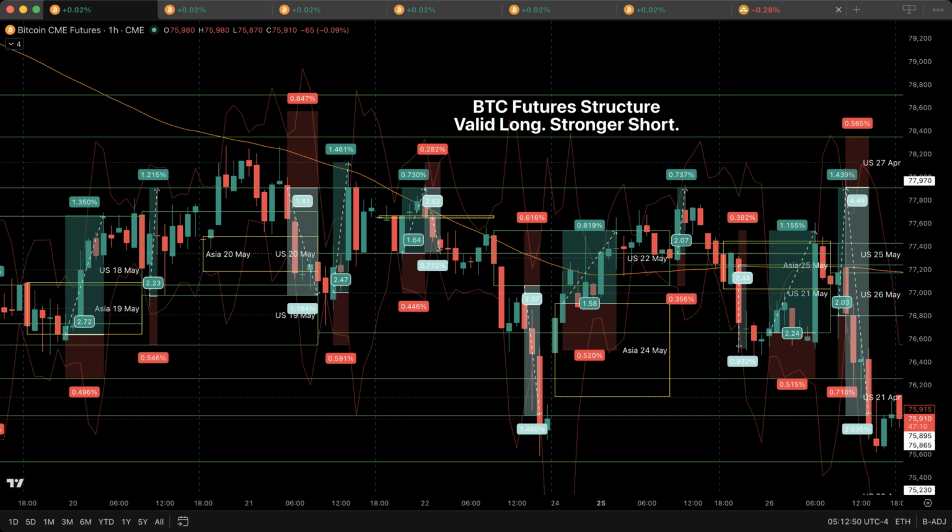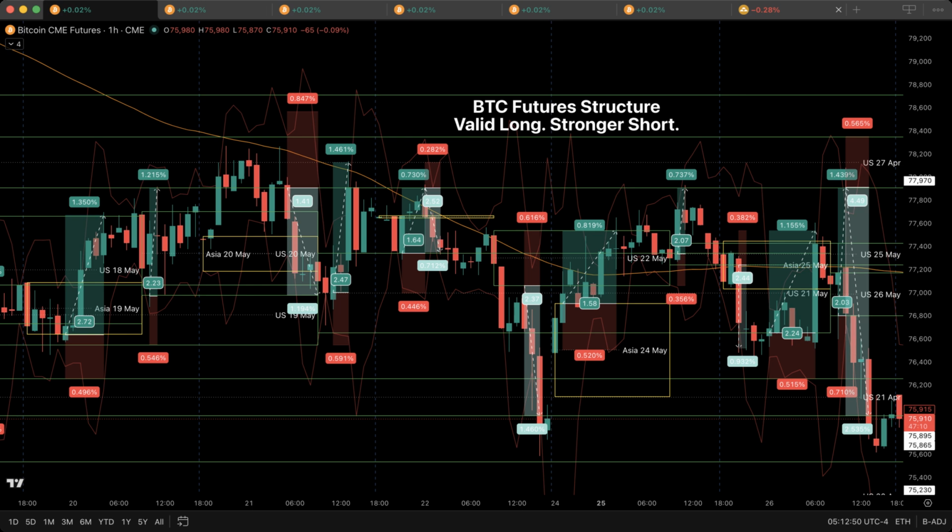A long can form from the May 26th U.S. lower boundary if buyers defend the compressed box. But after the April 27th test fails, the larger short appears. The short uses April 27th U.S. lower boundary as entry, April 27th U.S. upper boundary as stop, May 25th U.S. lower boundary as target, then May 26th U.S. lower boundary as first trail, then May 21st U.S. lower boundary as second trail. Risk-reward ratio, 4.49.